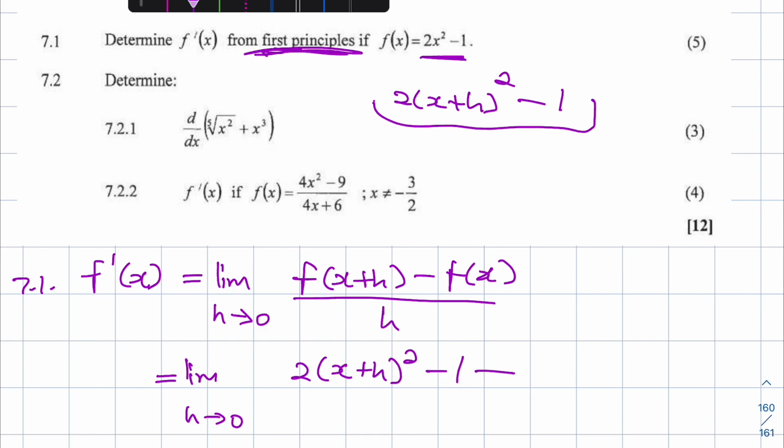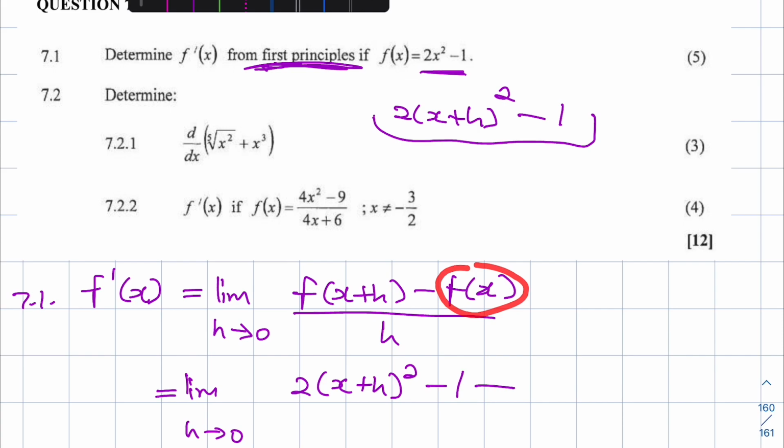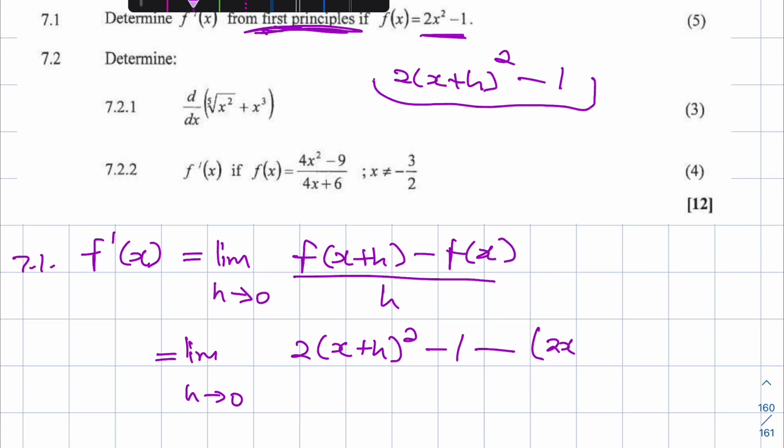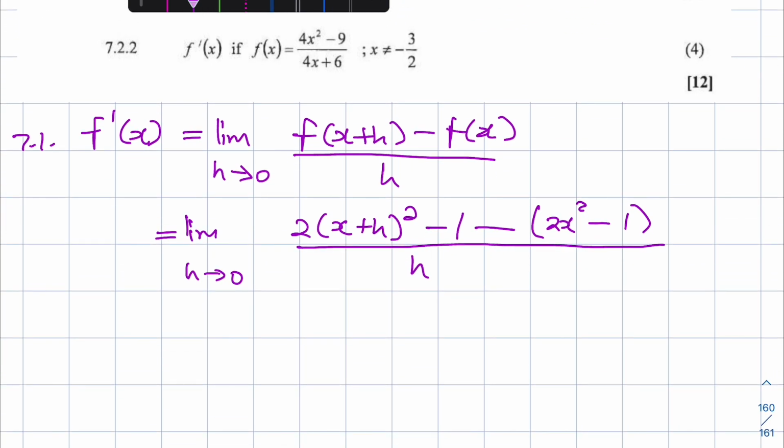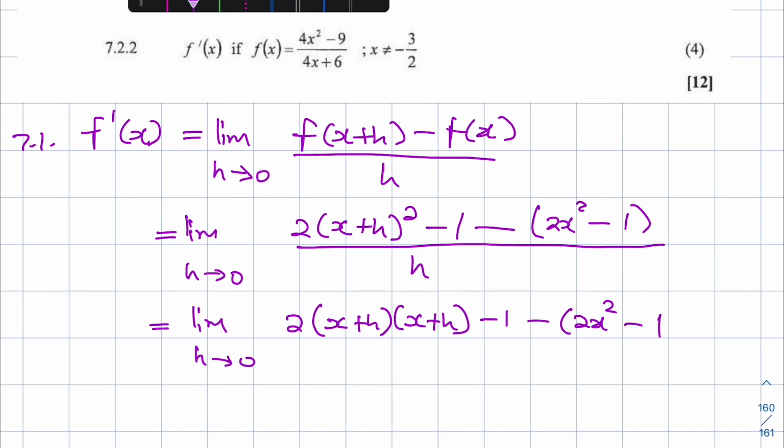Then minus, you subtract now f of x. That's from the formula. So there's the f of x. You put brackets because you have two terms there: 2x squared minus 1, all over h. Then we continue: the limit as h approaches 0 of 2 times (x plus h) squared minus 1, minus (2x squared minus 1), all over h.